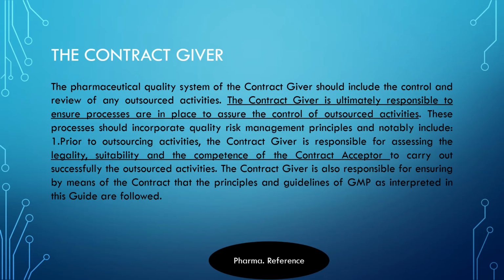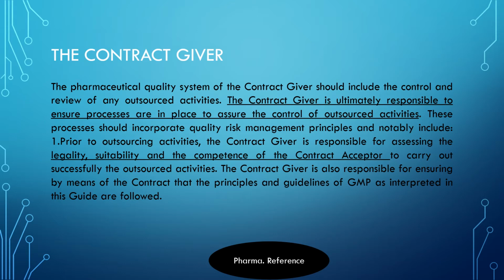The contract giver. The pharmaceutical quality system of the contract giver should include the control and review of any outsourced activities. The contract giver is ultimately responsible for ensuring processes are in place to ensure the control of outsourced activities. This process should incorporate quality risk management principles and notably include: prior to outsourced activities, the contract giver is responsible for assessing the legality, suitability, and the competence of the contract acceptor to carry out successfully the outsourced activities.